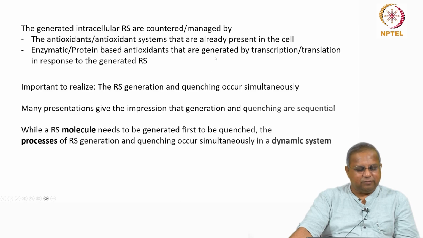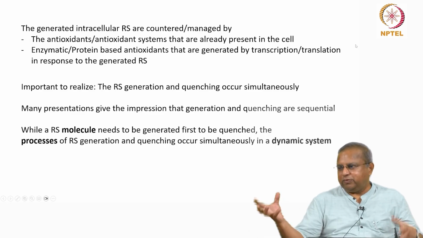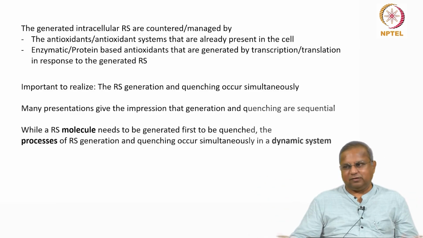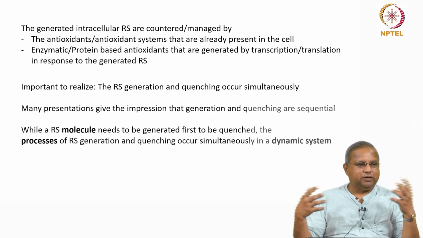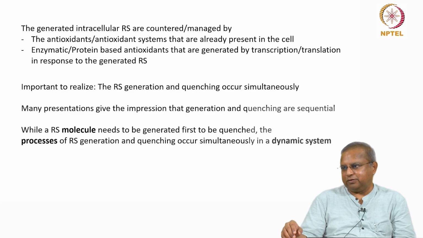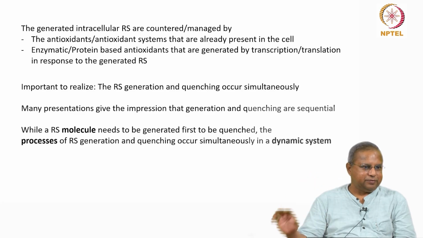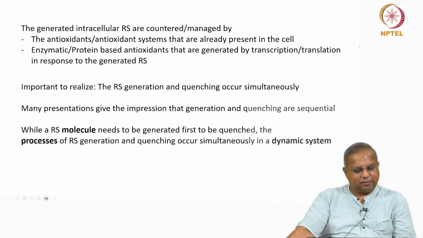Let me read it again. In terms of molecules, while an RS molecule needs to be generated first to be quenched, the processes of RS generation and quenching occur simultaneously in a dynamic system where you have pools of various things, and the dynamics is entirely different. Availability dynamics is entirely different. Keep this in mind, which is usually missed. Any questions on that at this stage?